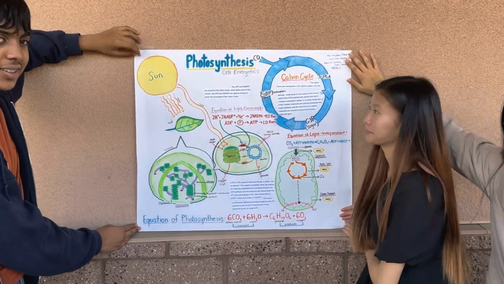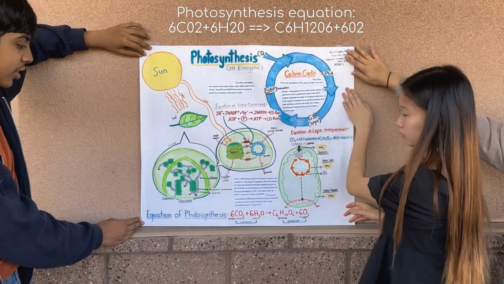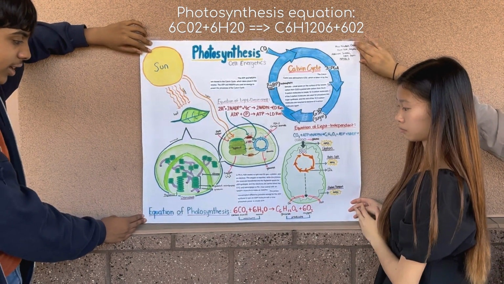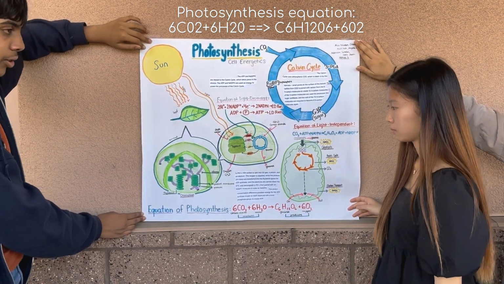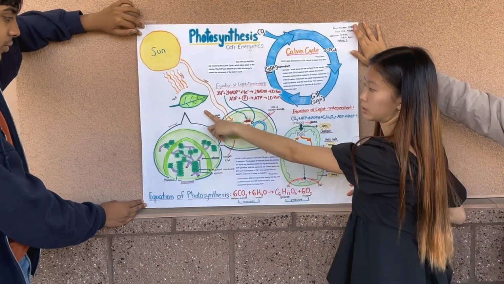And I'm Alex. Oh, this is photosynthesis. The equation for photosynthesis is 6CO2 plus 6H2O, which becomes C6H12O6 plus 6O2. This is our magnified version of a chloroplast, which is an organelle inside of a leaf.